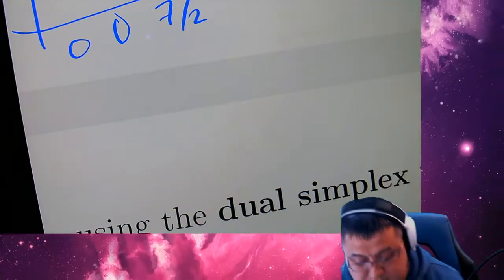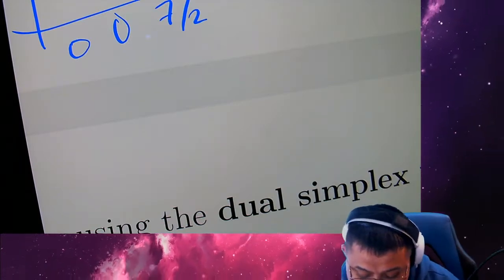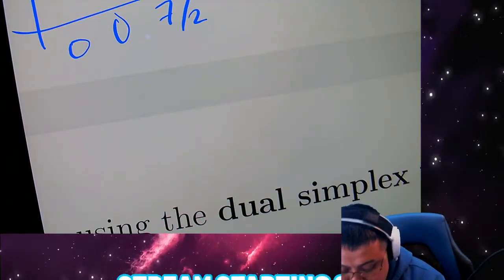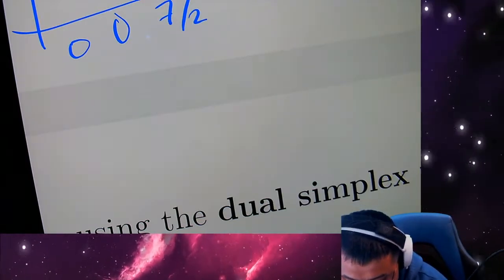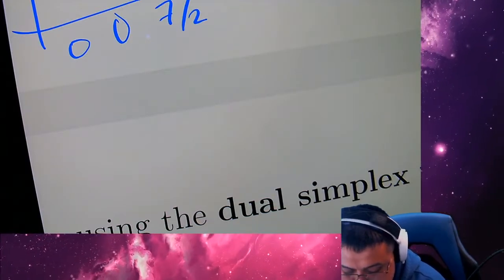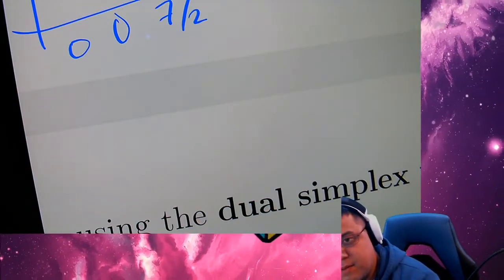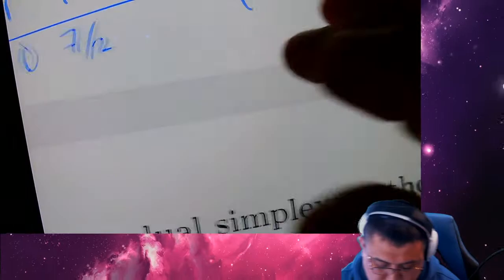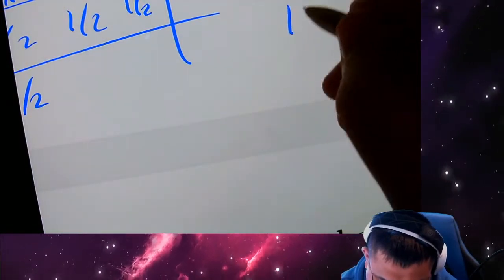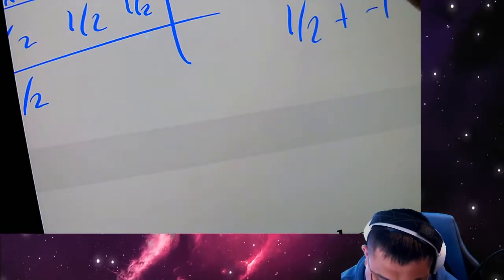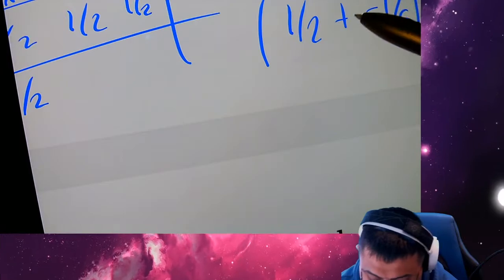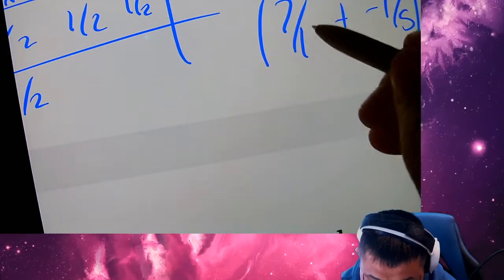I need to multiply this by a half, that's it, don't I? Yes. I need to actually just see this, one second. So 1/2 plus negative 1 over 5. I want to make, we're doing 7 over 10, right?